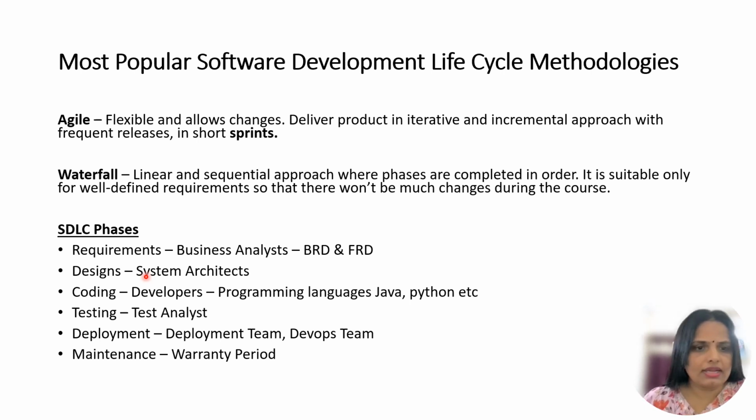Once they design the software, it goes to the coding phase. In the coding phase, developers are going to code the software, and for coding they can use any one of the languages. There are many languages, a few of them being Java, Python, R, Perl. They'll use their preferred programming language to develop an application.